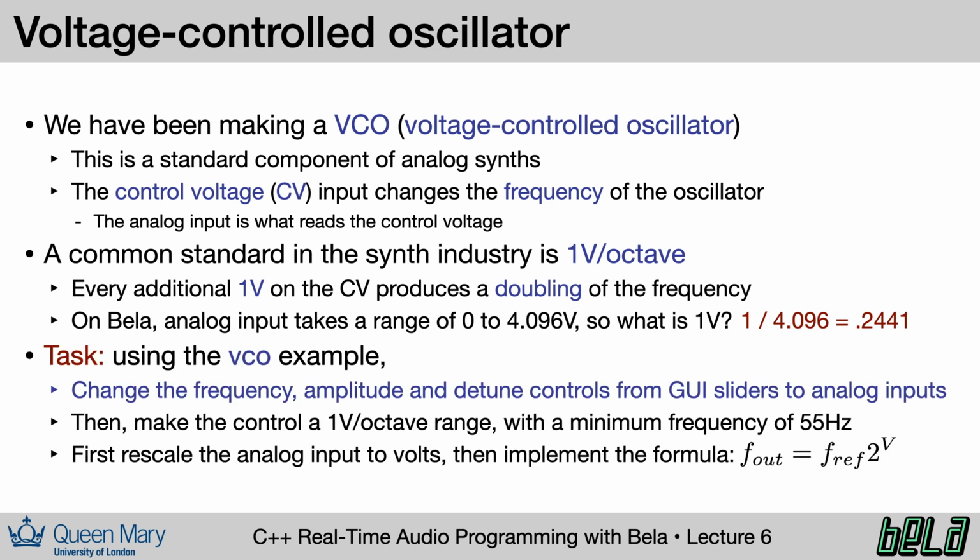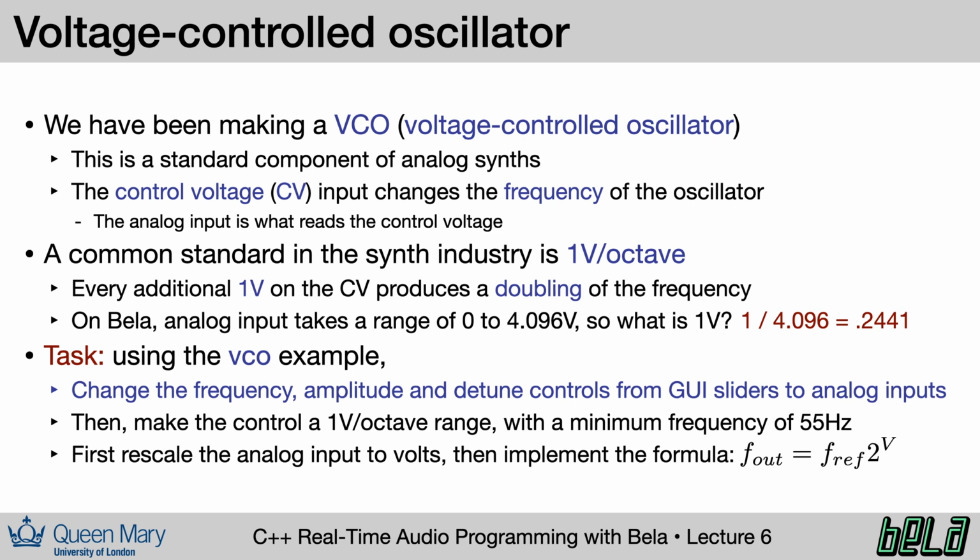This brings us to the first coding task of this lecture. In the companion materials on GitHub, you'll find an example called VCO. This implements the two detuned oscillators we implemented a couple lectures ago, but it still relies on the GUI sliders and doesn't yet use the analog inputs. Therefore, that's your task. What you have to do is change this code from using the GUI to using the analog inputs to control the frequency, the amplitude, and the detuning ratio of the oscillators.